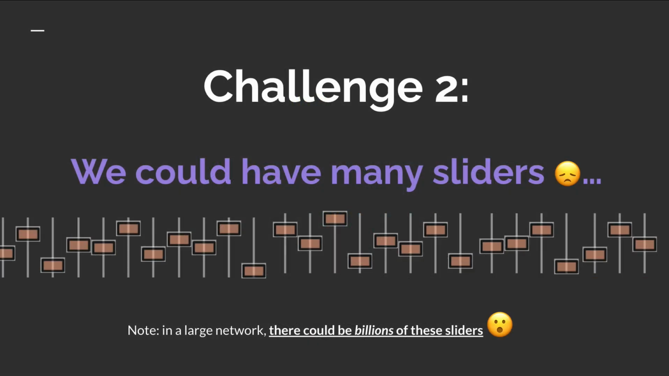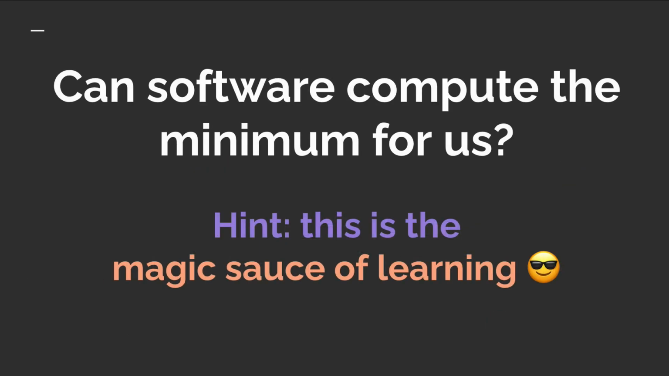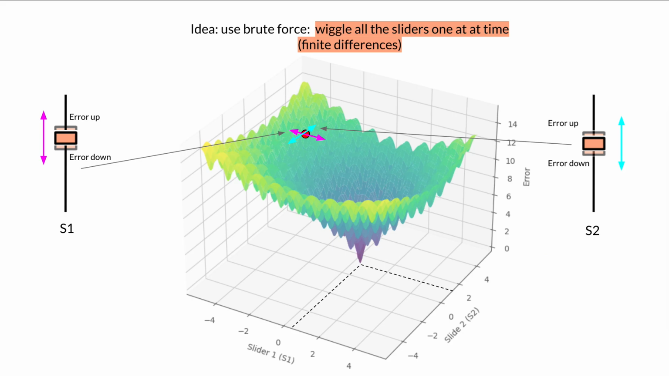The second challenge is we could have so many of these sliders. In the case of a large language model, billions of them. How are we going to manage that? That's intractable. We would never be able to write an equation out and do the differential calculus for that. It's just absurd. So we have to ask, is there a software method, a computational method that can compute the minimum for us? And now we're getting towards the magic source of learning. So we could use brute force.